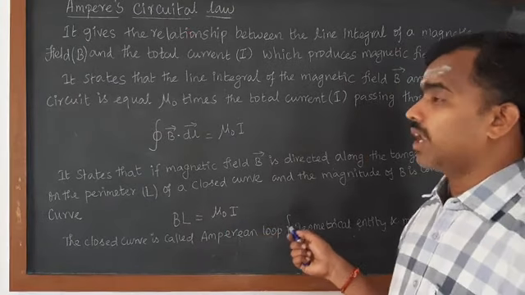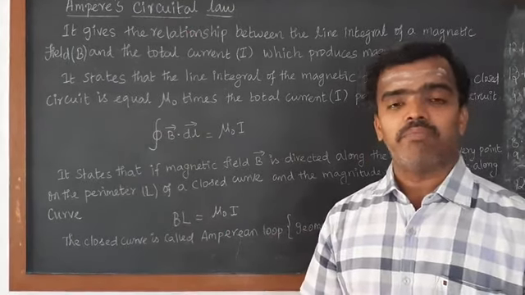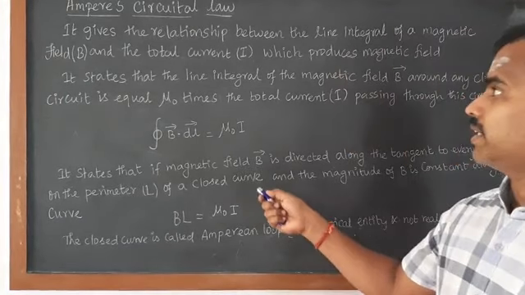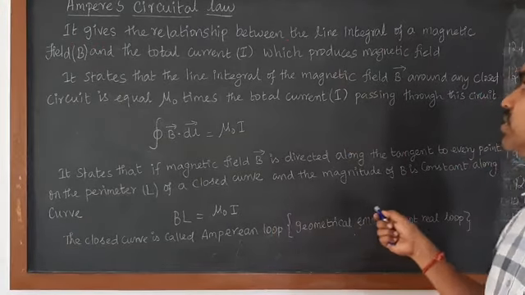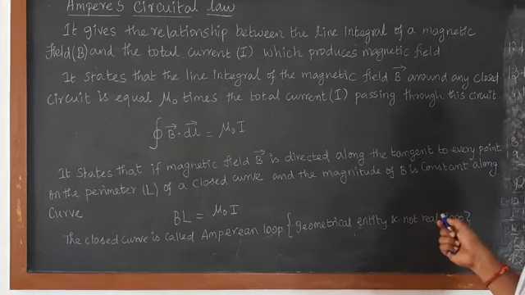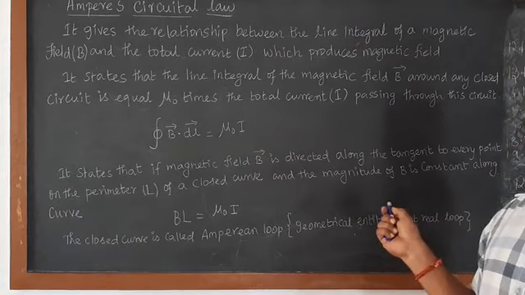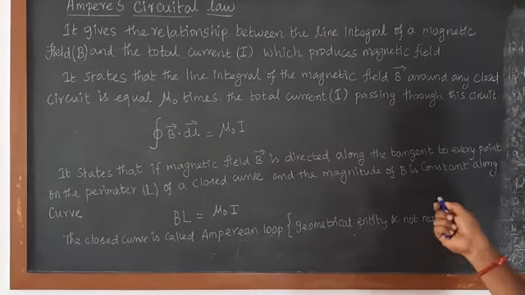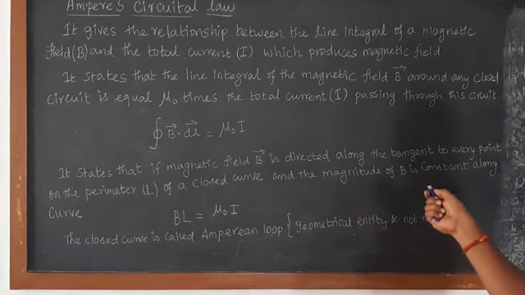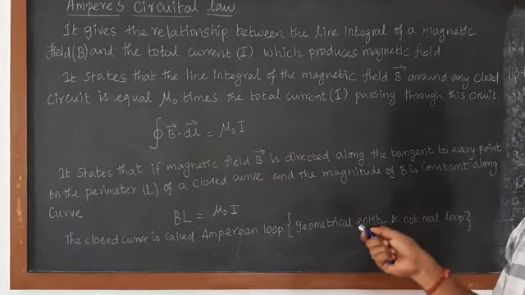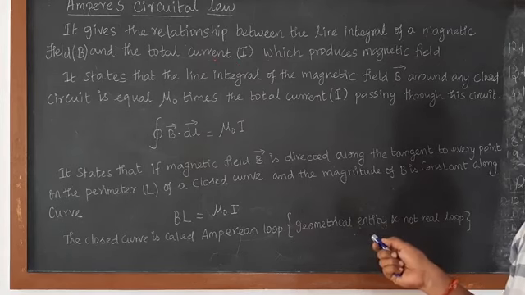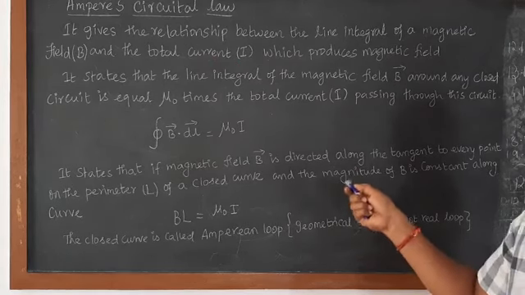The Ampere circuital law gives the connection between magnetic field and the current. The first statement written here: it gives the relationship between the line integral of a magnetic field. Line integral. Why do we need to use line integral? Surface, right? So that we are going to use the line integral. And the total current I, which produces the magnetic field, right? It gives the connection between B and I. Ampere circuital law. And what does this law state?